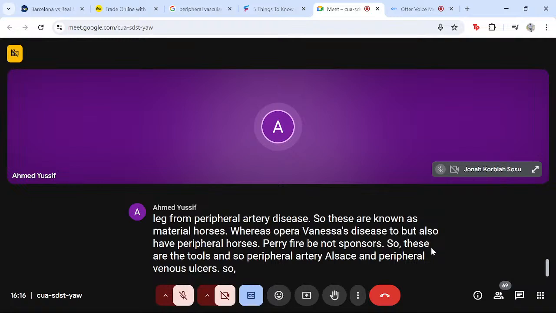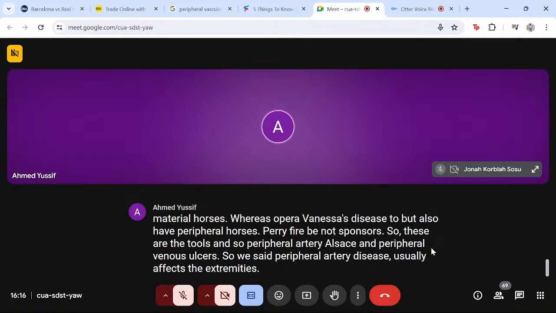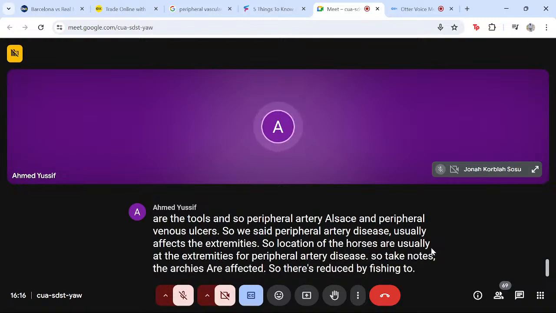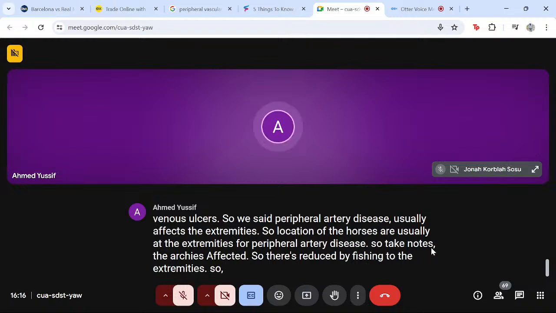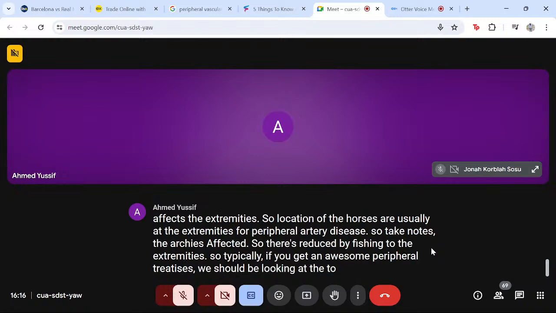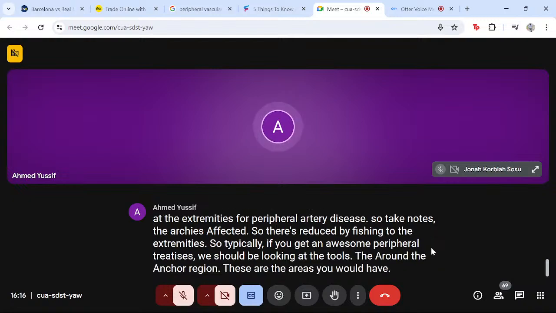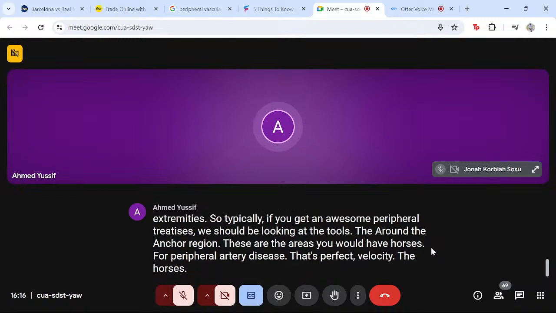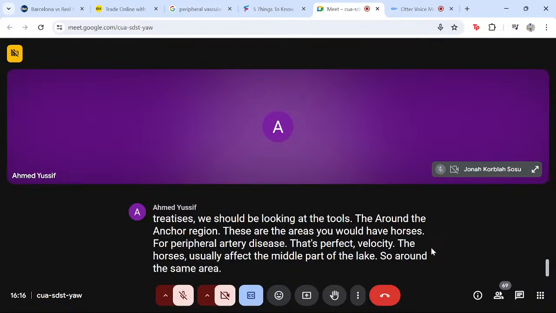So we said peripheral artery disease usually affects the extremities. So location of the ulcers are usually at the extremities for peripheral artery disease. So take note, the arteries are affected. So there is reduced perfusion to the extremities. So typically, if you get an ulcer in peripheral artery disease, you should be looking at the toes, around the ankle region. These are the areas you would have ulcers for peripheral artery disease. Whereas peripheral venous disease, the ulcers usually affect the middle part of the leg. So around the shin area, that is where you have ulcers developing for peripheral venous disease.